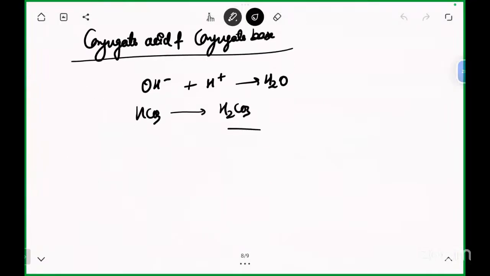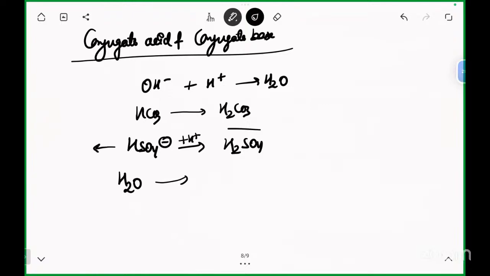Conjugate acid, conjugate base. One more example we can do: for example, we have HSO4 negative and H2O. We have to make the conjugate acid and conjugate base also. If I add H positive, it will be H2SO4. If I remove one H, it will be SO4 2 negative. For H2O, if I add H positive, it will be H3O positive. If I remove one H, it will be OH negative.